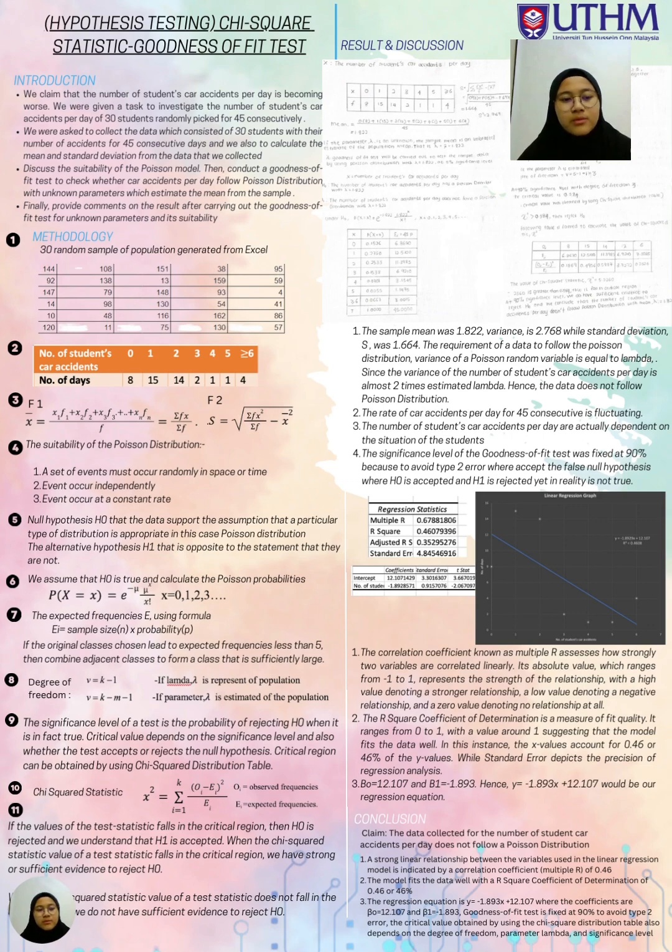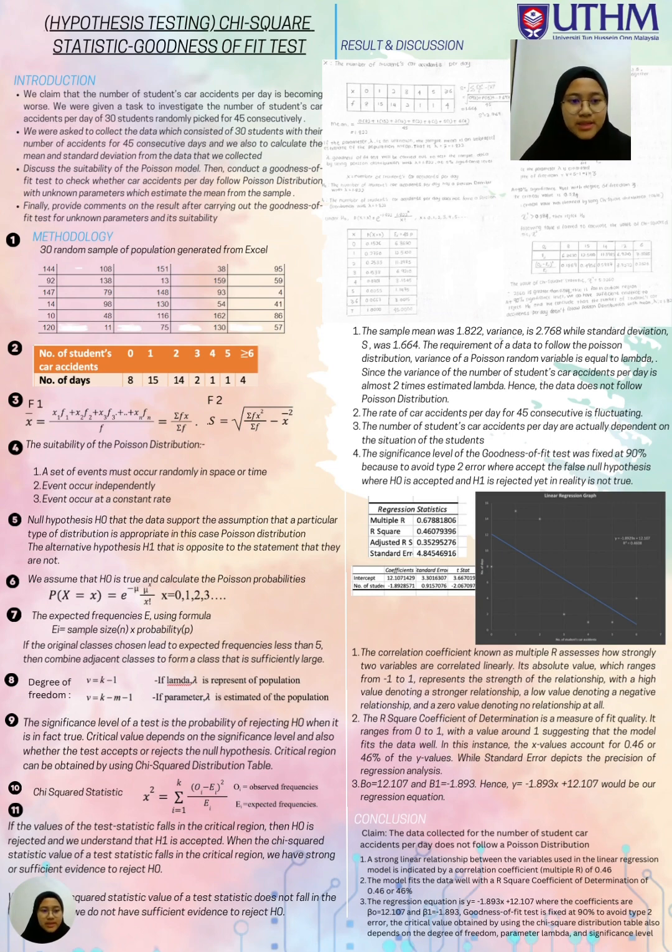Next, for step 8, we want to find the degrees of freedom. We have two cases. Where the lambda or the mean of the population is given, we are using the formula v equal to k minus 1. For our case, the parameter of the population is estimated, so we are using the formula v equal to k minus m minus 1. m is usually equal to 1.